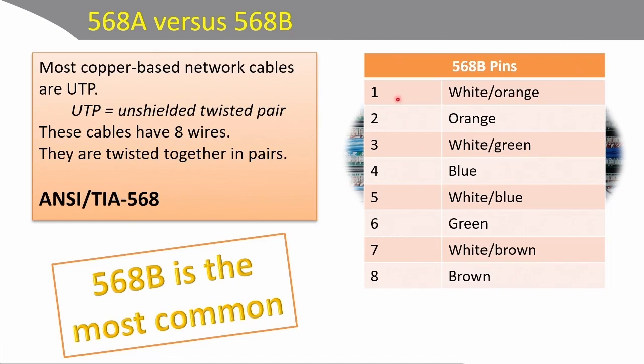Now, the pins that we normally use on Ethernet networks are pins 1, 2, 3, and 6. That means we're using the orange pair and the green pair.